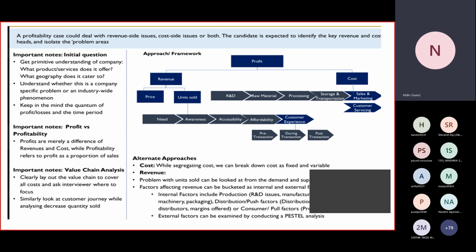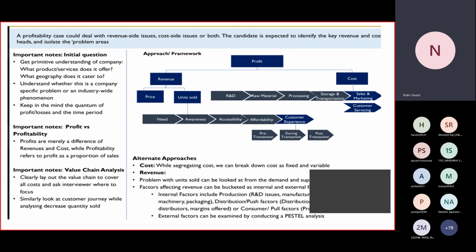Okay, now when we're talking about units sold, that is quantity, we again have a very good framework, the 3 As. If you have heard about this: awareness, accessibility, affordability. It's a very good framework which covers all of it and makes it much easier for you to identify where exactly the problem lies. Okay? So you can ask if there is any problem in need, which means if there is any problem in the demand of the product. If the products are not being demanded, the interviewer will say let's move to some other thing.